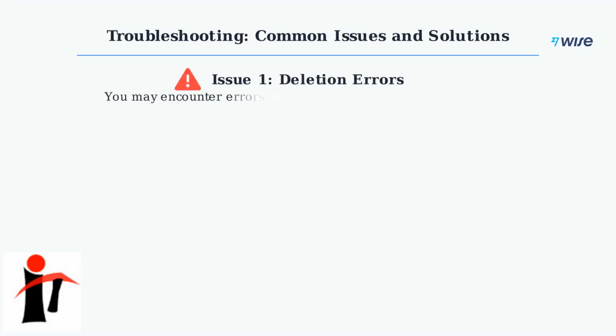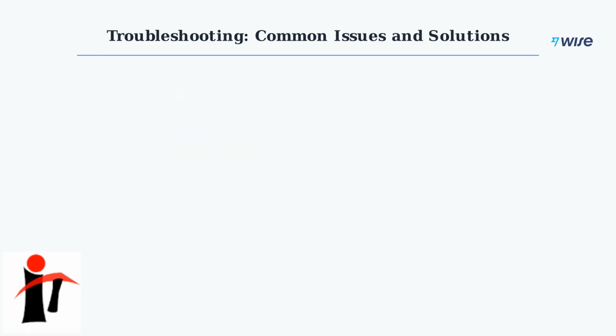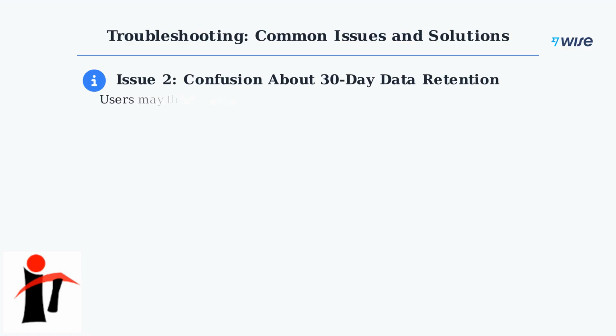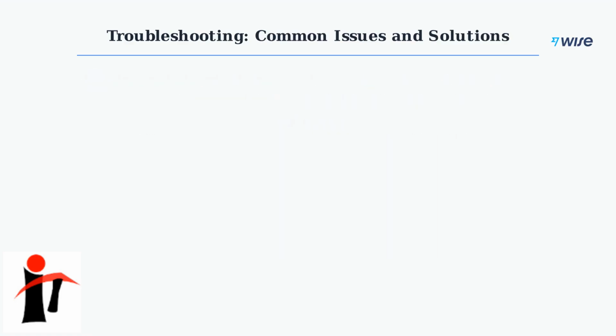First common issue, deletion errors. You might see messages like unable to delete or payee in use. Solutions include checking for any pending transfers, ensuring you're logged into the right account, and trying again after refreshing. Second issue, confusion about the 30-day data retention policy. Many users expect immediate full deletion. Remember, data is removed from your account right away, but Wise keeps it for 30 days for compliance. Reach out to support for any privacy questions.